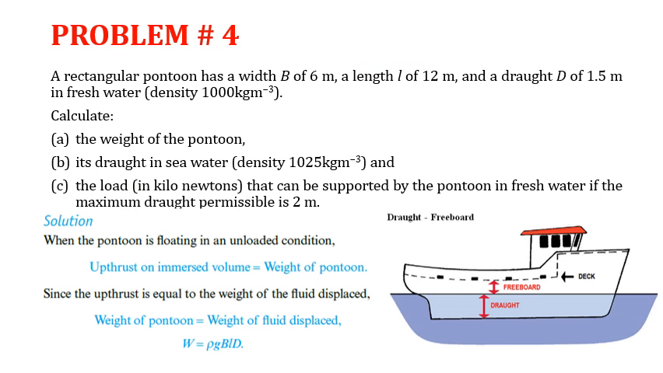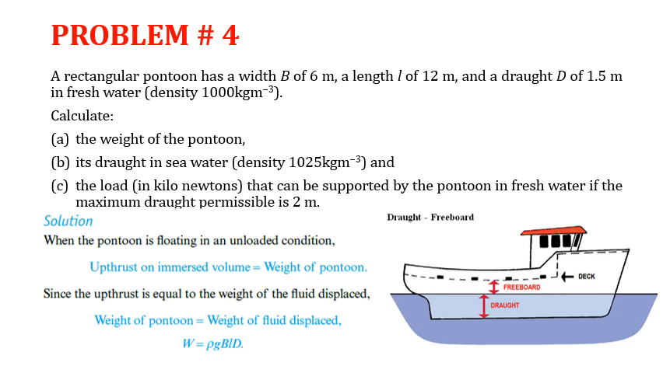So the fourth numerical is a rectangular pontoon that has a width B of 6 meter, a length L of 12 meter, and a draft D of 1.5 meter in fresh water having density 1000 kg per meter cube. So let me explain the draft with the help of this figure. As you can see, the part of that object which is submerged in water is called draft, and the above part is called freeboard.